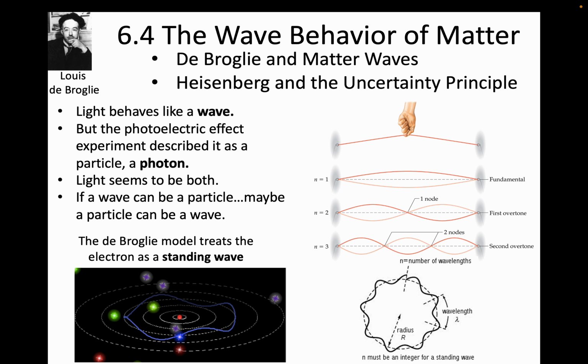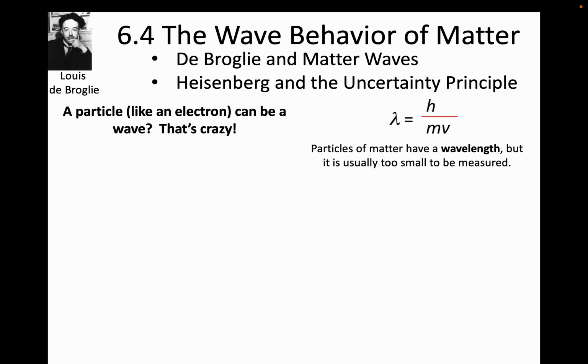So he was thinking here, what if instead of having our distance being a straight line, what if it's around in a circle? And we're thinking about what standing waves could fit such that their wavelength would match that particular circumference. He's thinking of those waves as being around the nucleus. Really a fascinating idea. Now, it's fascinating, but a particle like an electron, could it really be a wave? That seems like a crazy idea.